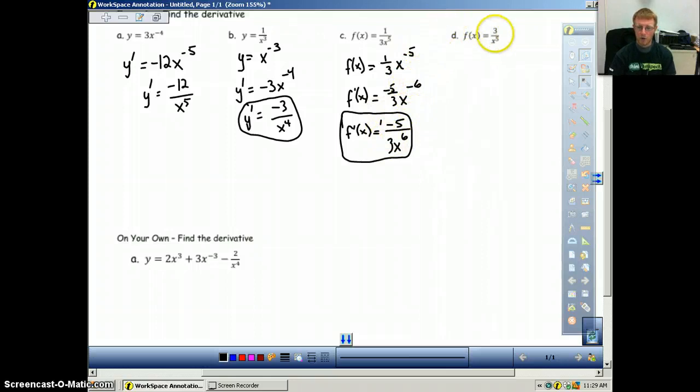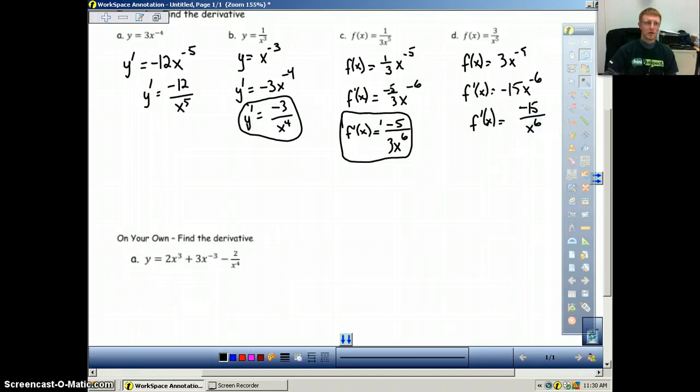Okay, this last one is a little bit different because now the 3 starts on top, so this will be rewritten as f of x equals 3x to the negative 5. So our derivative will be negative 15x to the negative 6. And then we rewrite it, of course, with our exponent as a positive. So negative 15 over x to the 6th. Okay, so go ahead and try this one on your own.